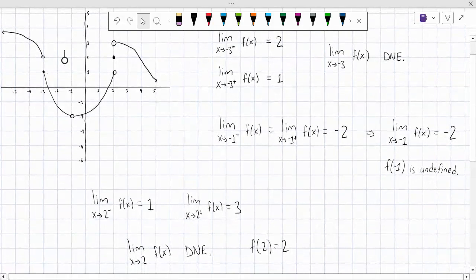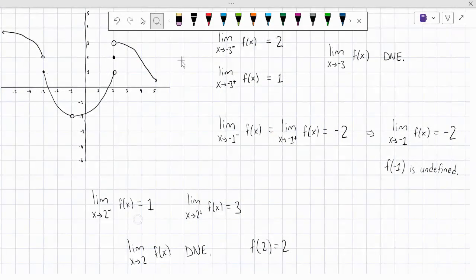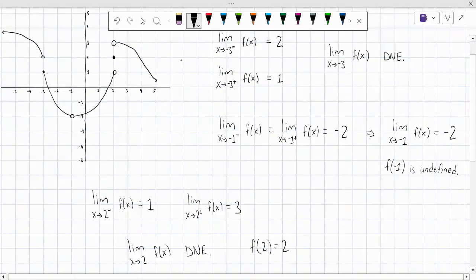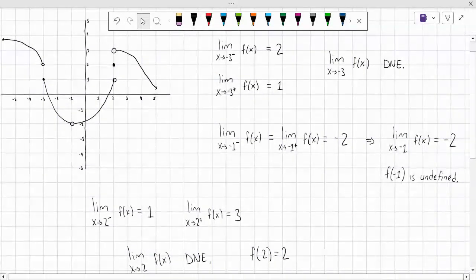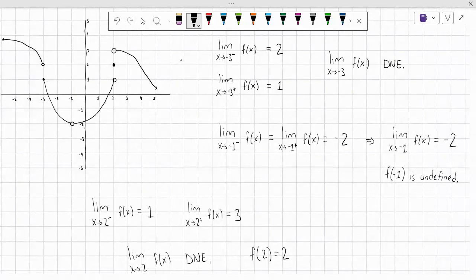Now, it's the limit that ends up being undefined, or does not exist, as x is approaching 2. That's because the limit is different values as you approach from different sides. Here I was looking at the points where there were holes or jumps in the graph to talk about limits. But I didn't have to look at just those points. I could look at any other point on the graph.